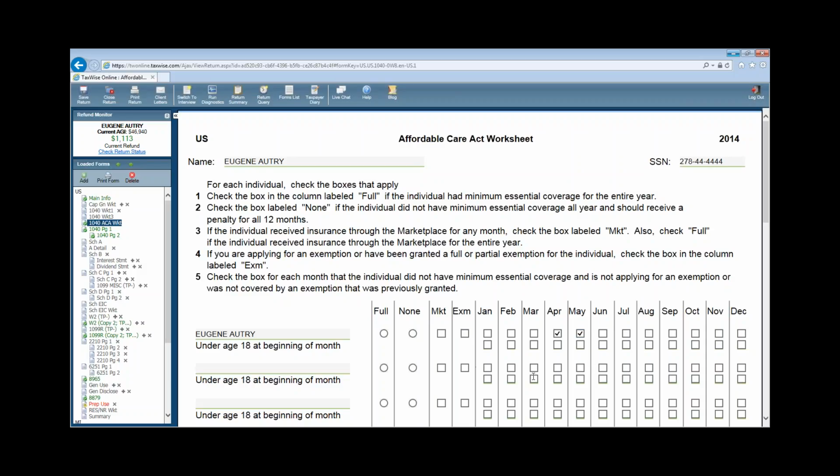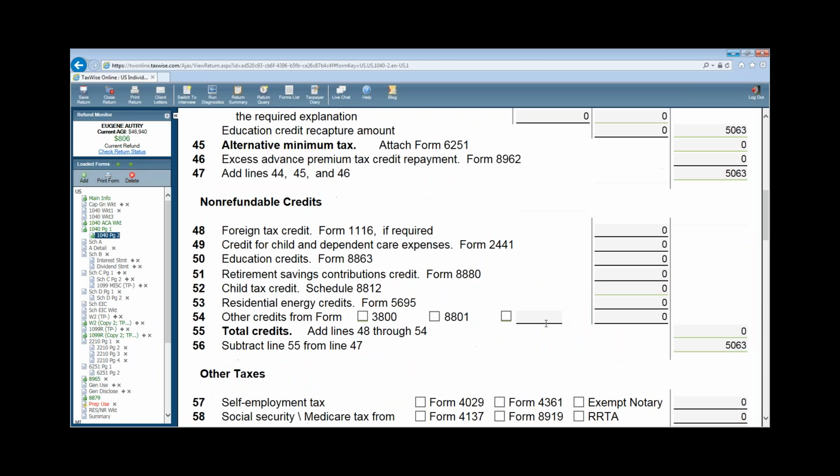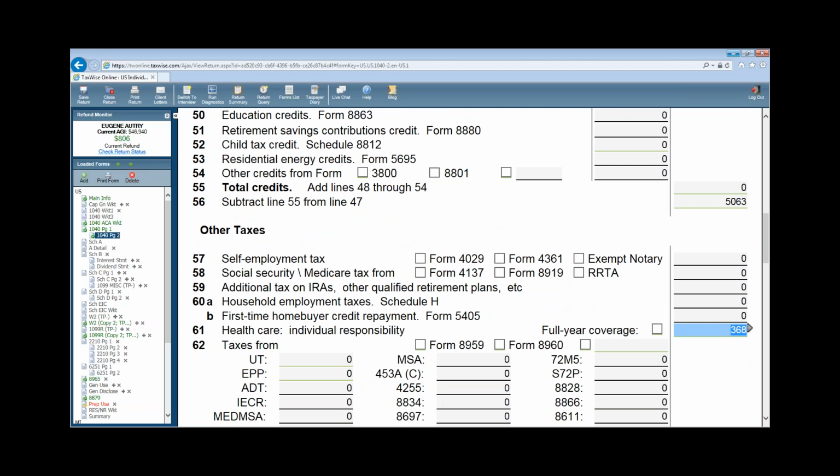So if there was not an exemption that he could use, then he's penalized for 2 months. If somebody is going through and they don't have any health care coverage all year, this form is to calculate a health care coverage fee penalty. And so you would just check all of the boxes. And that will calculate over here on page 2, line 61, the penalty.